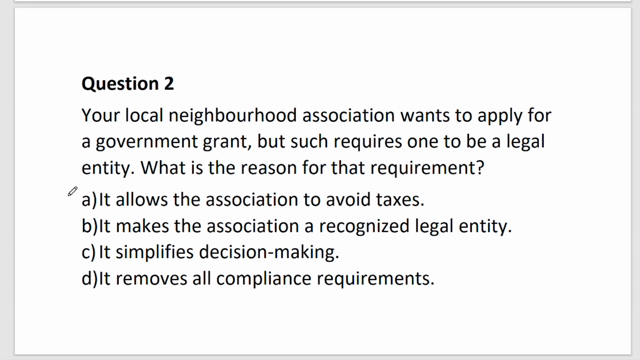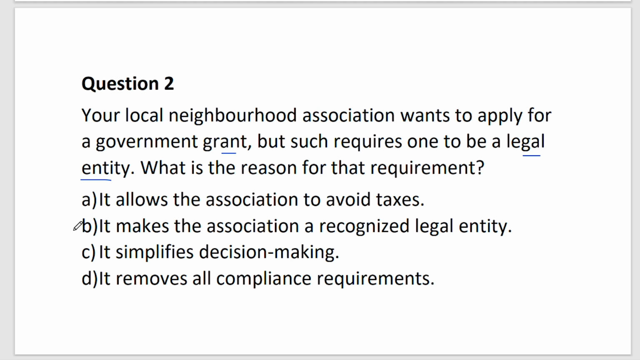Number two. Your local neighborhood association wants to apply for a government grant. Sometimes when you talk about a government grant, you're talking about a situation where the government gives money to some small businesses to help them with expansion or whatever it is, depending on the nature of that grant. But such a grant requires one to be a legal entity. What is the reason for this requirement? A, because it allows the association to avoid taxes. No. B, because it makes the association a recognized legal entity.